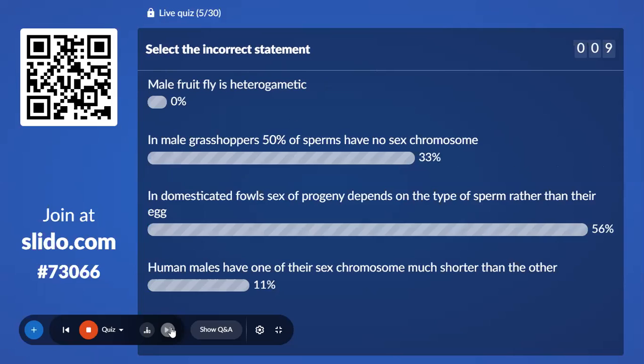56% students voted it as option C and revealed the correct answer. It's option C. In domesticated fowls, sex of progeny depends on the type of sperm rather than their egg.